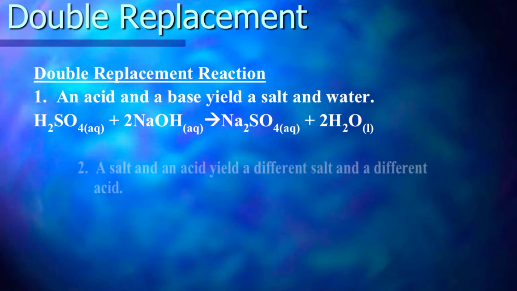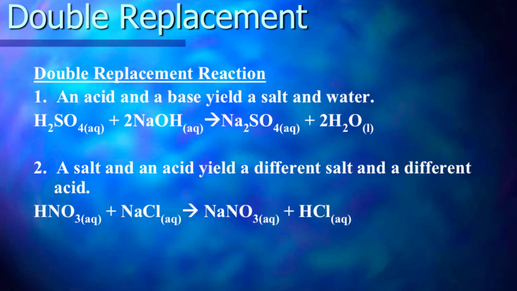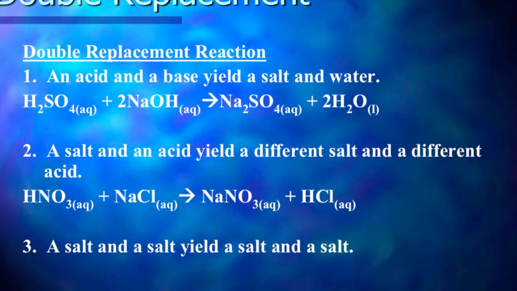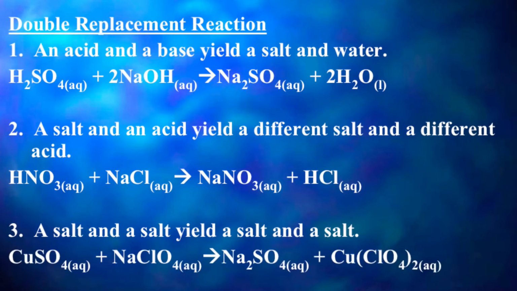Second rule is a salt and an acid yields a different salt and a different acid, which is almost useless again. You can see here the H is just swapping places with the Na. You really don't need a rule. The third rule is a salt and a salt yields a salt and a salt. Probably the most worthless rule that there is. What you can see is the metals are swapping places. The copper and the sodium swap places. That's all that's happening. So you don't really need rules for double replacement reactions.